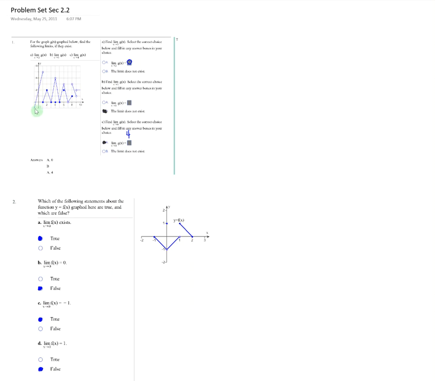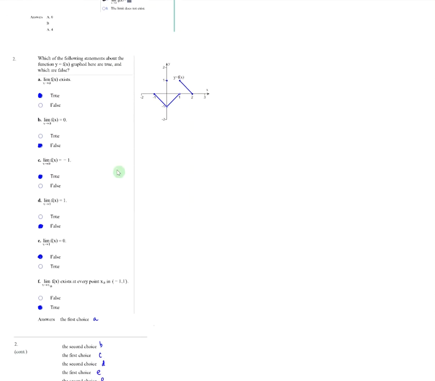As we approach 4, where is the function going? The function is going to 4 from the left and 4 from the right, so the limit is 4. And please note, there's an open circle there. The function does not have to be defined there for the limit to exist there.